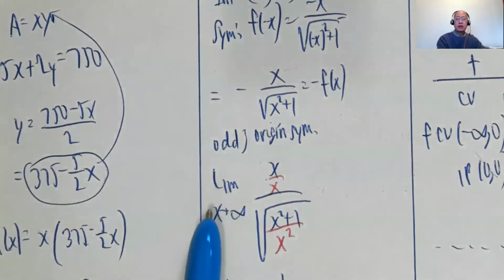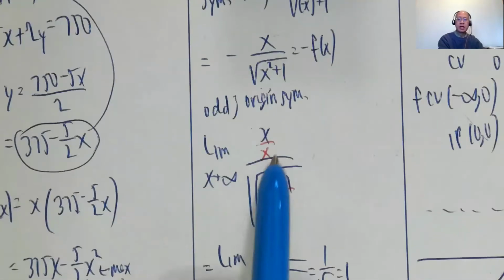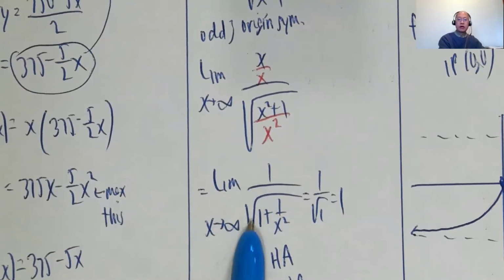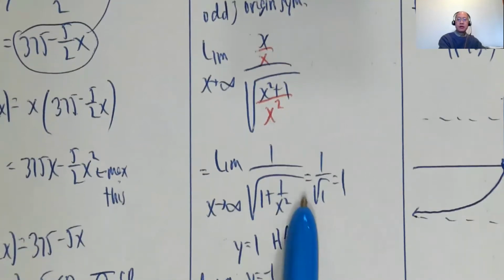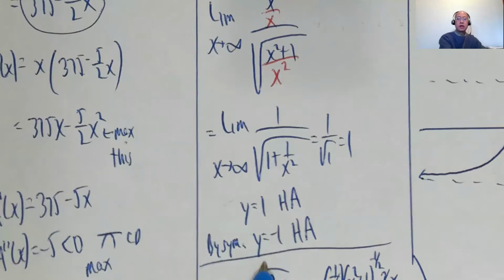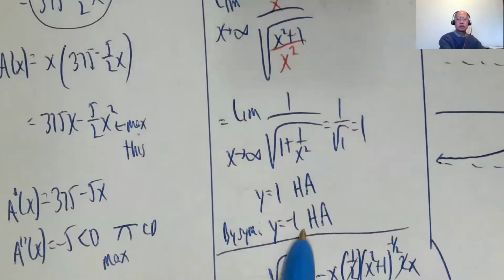In end behavior, the limit as x approaches infinity of the quantity, divide top and bottom by x. So it's the limit as x approaches infinity of 1 over radical 1 plus 1 over x squared. That's 1. So y equals 1 is a horizontal asymptote, and y equals -1 by symmetry is also a horizontal asymptote.